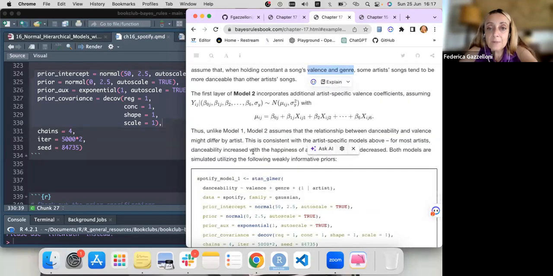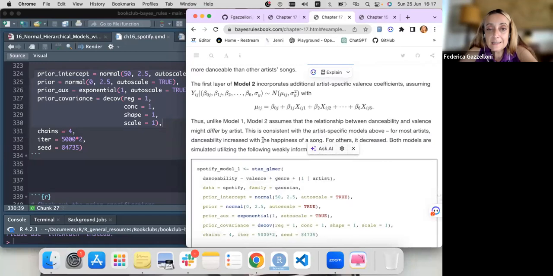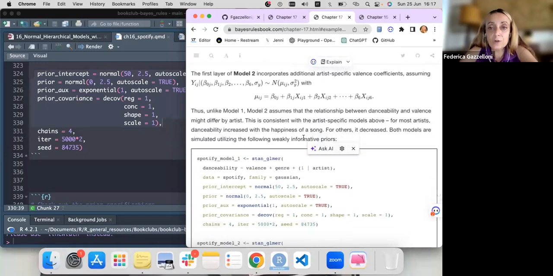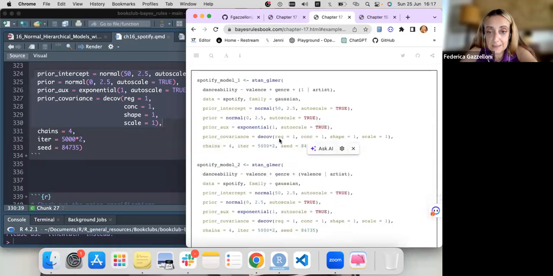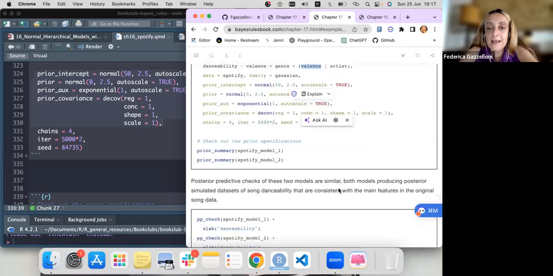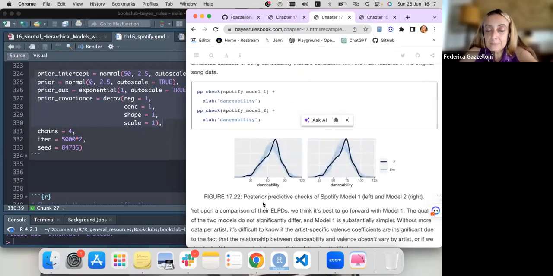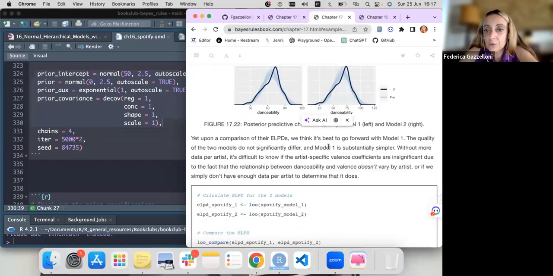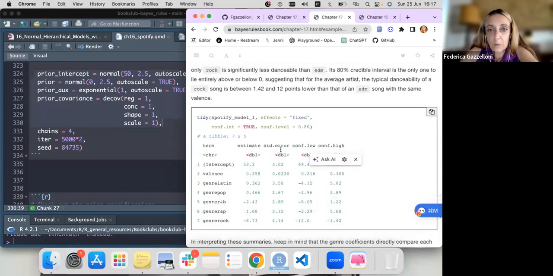Okay, this other model basically does the same, but focuses on the valence by artist. And it is slightly more complicated. And seeing the simulation results, you can see that they are quite similar. And so the author concludes that model one is the most suitable one.